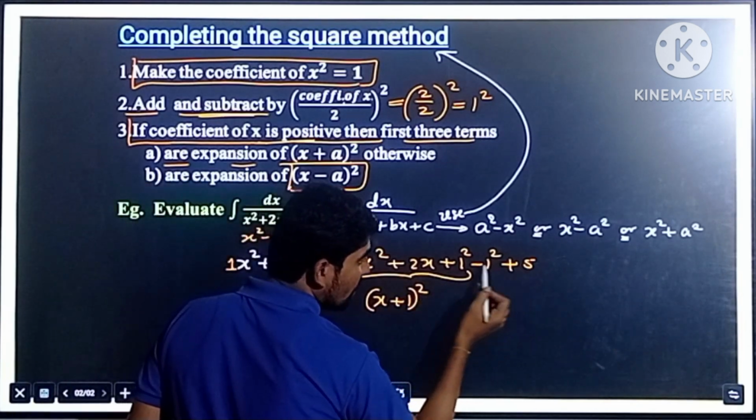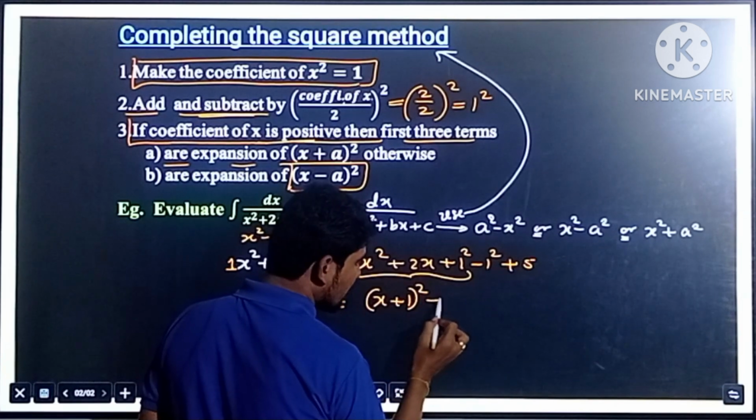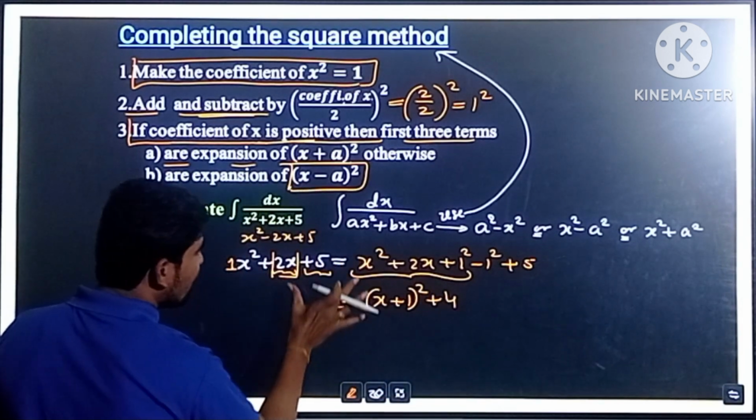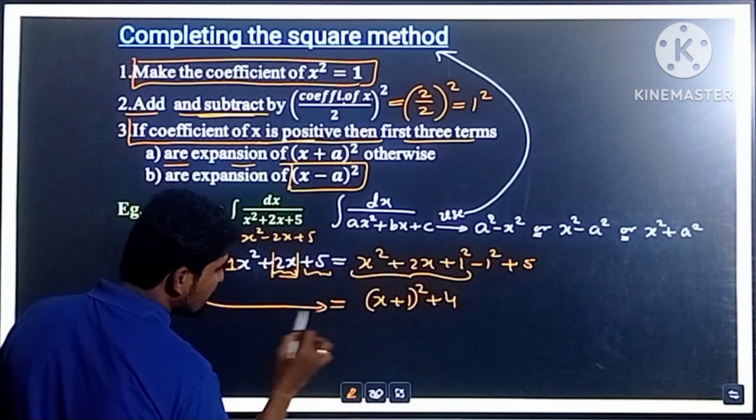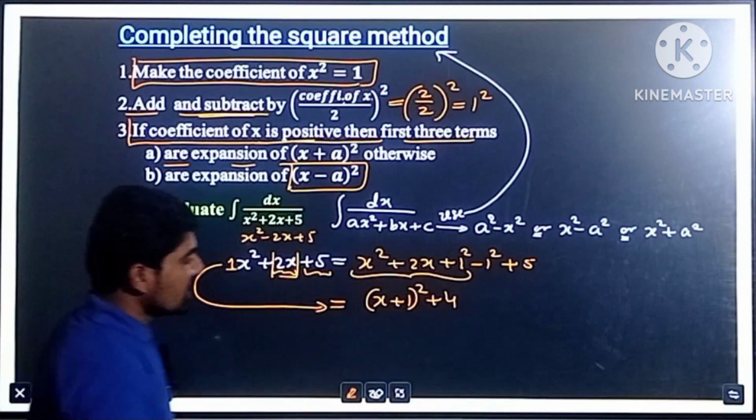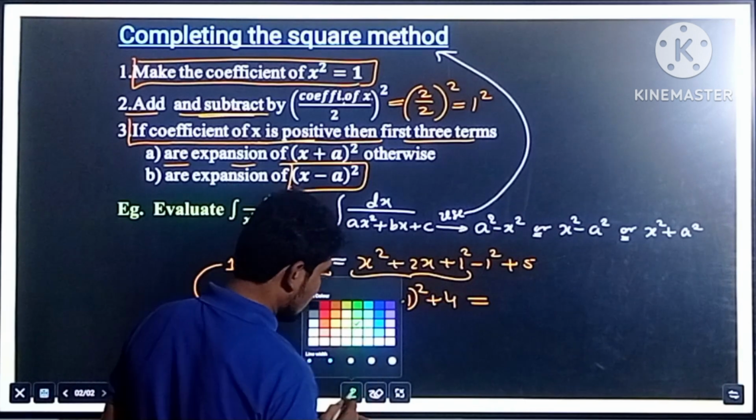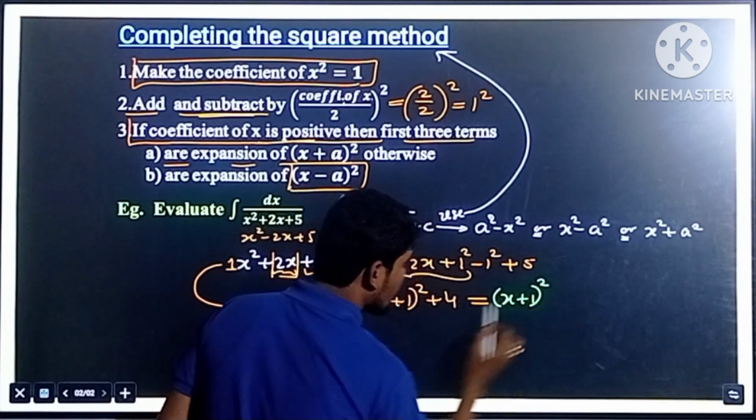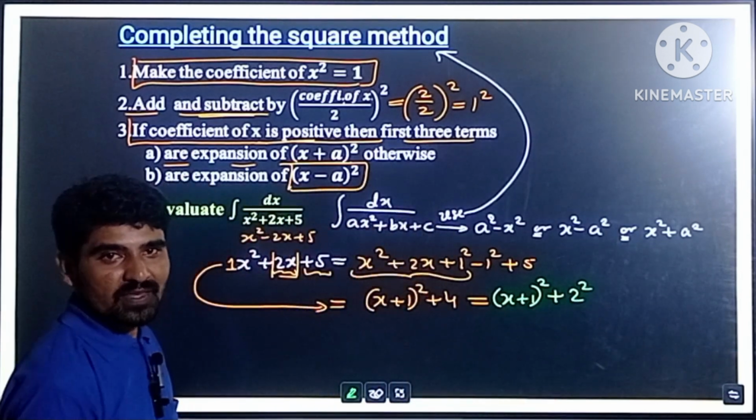Then, as you know that 1 square is 1, so 5 minus 1 is 4, that is plus 4. I hope all of you are understanding. Therefore, x square plus 2x plus 5 is equal to x plus 1 whole square plus 4. And this can be expressed as x plus 1 whole square plus 2 square.